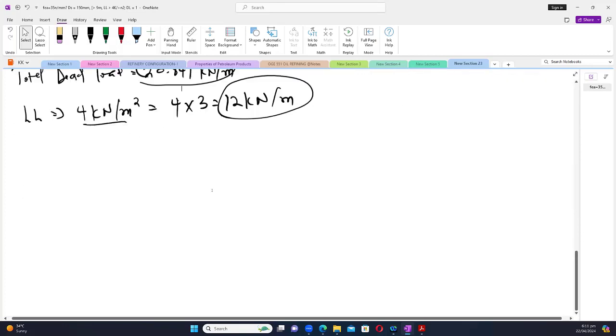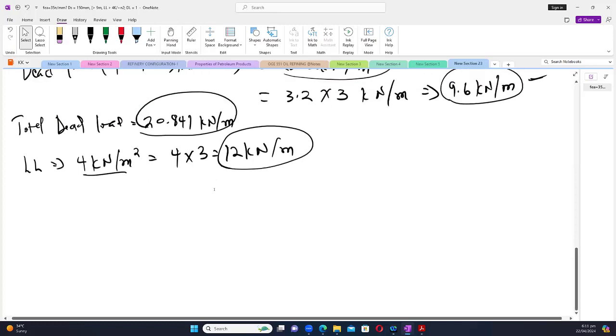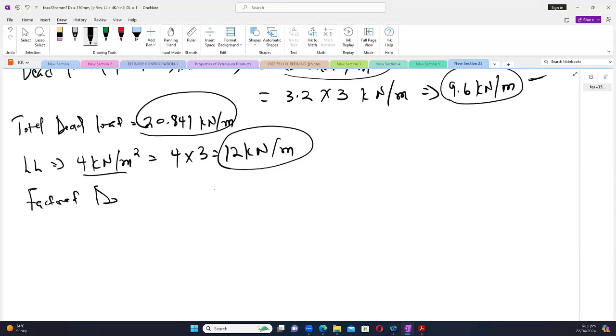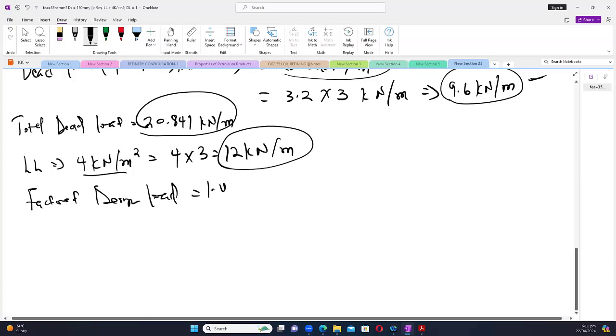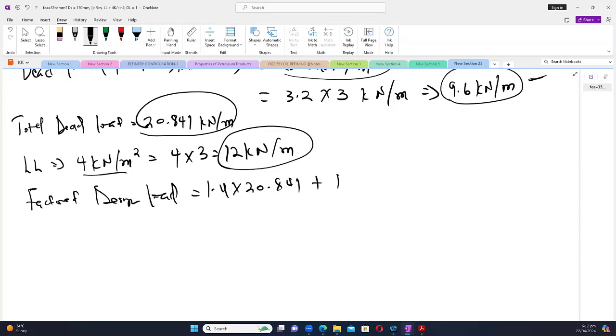Looks like we are ready. Then we now come in, because we are designing, we usually design for ultimate conditions. It's when we are done that we check for serviceability limit states. So for ultimate, we have to do our factored design load. And I want you to design as per British standard, which means the 1.4 for dead load and 1.6 for live load applies. Okay. So 1.4 times 20.841 plus 1.6 times 4, right?